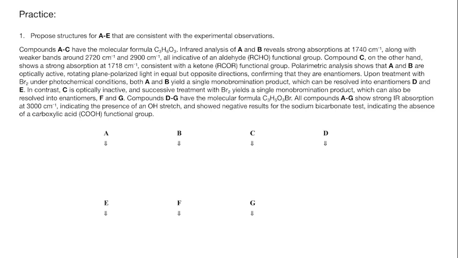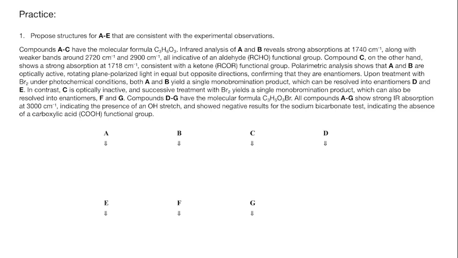All compounds A through G show strong IR absorption at 3000, indicating the presence of an OH stretch, and showed negative results for the sodium bicarbonate test, indicating the absence of a carboxylic acid, COOH, functional group. Feel free to pause the video and try solving this problem on your own first.